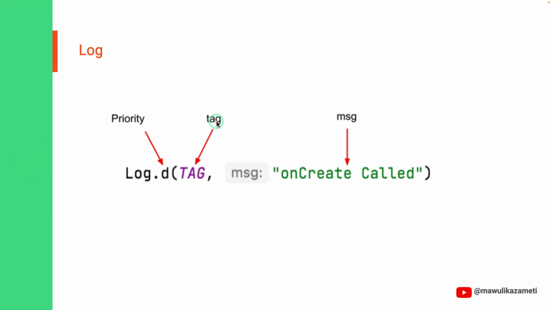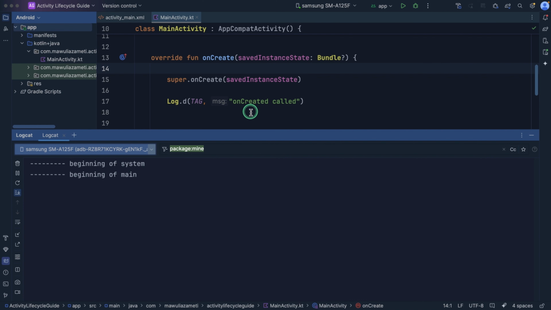Then we have the tag. That's just like a label we are giving our message so that we can easily identify it. When we run the application, you realize that the console displays a lot of messages. To easily find your way, we use the tag to identify our custom messages. So now let's run the application.